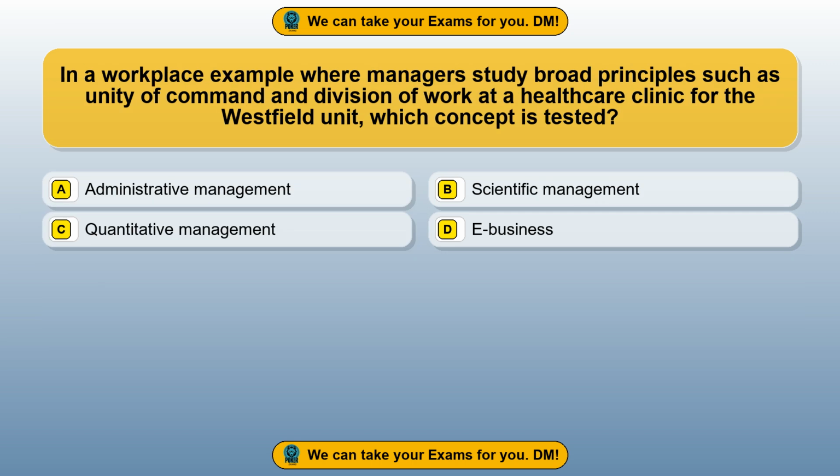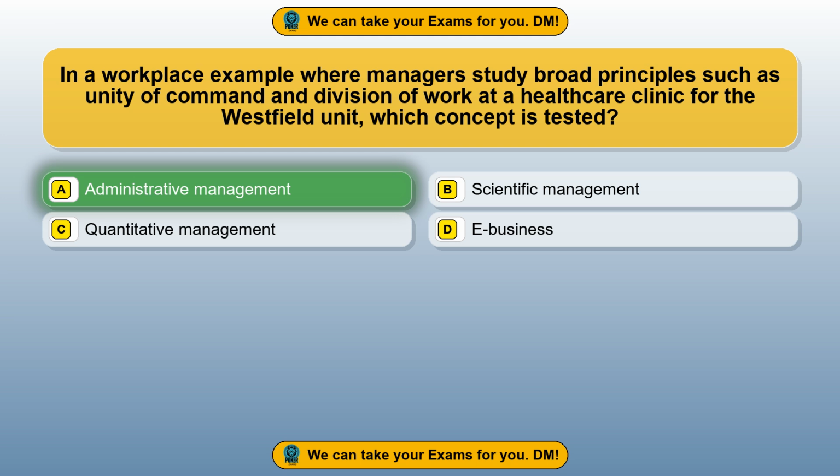Question 45. In a workplace example where managers study broad principles such as unity of command and division of work at a healthcare clinic for the Westfield unit, which concept is tested? Option A, administrative management. Option B, scientific management. Option C, quantitative management. Option D, e-business. The correct answer is option A, administrative management.